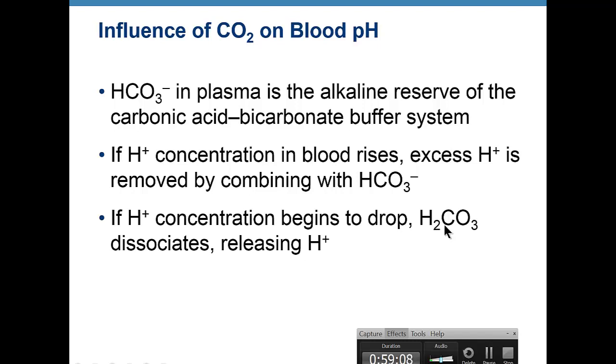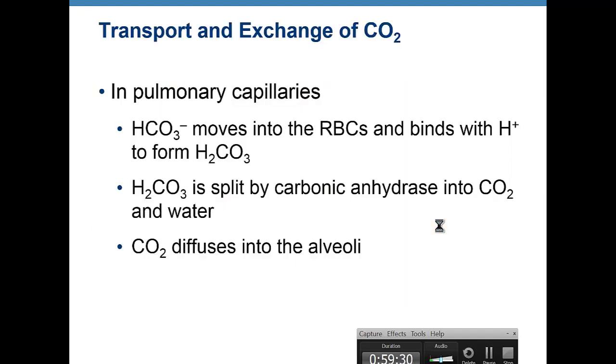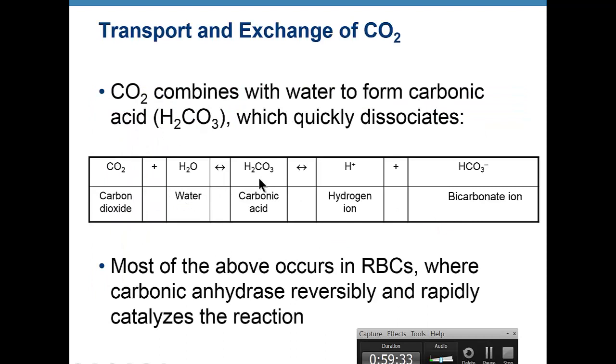But if the blood pH is starting to rise too high, what is the pH of blood? 7.35 to 7.45. If it goes too high, carbonic acid can dissociate and release hydrogen ion to bring that pH down again. Remember, let's go back to this reaction here, it's reversible, right? So I can bind up excess hydrogen ion and form carbonic acid, or I can dissociate and release bicarbonate ion and hydrogen ion, depending on the conditions.